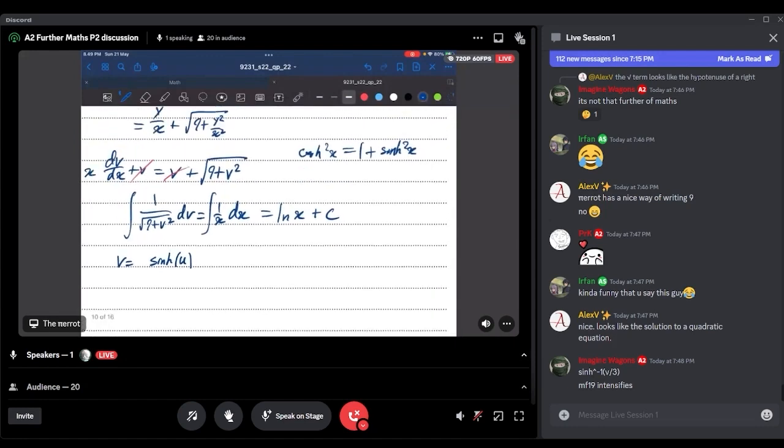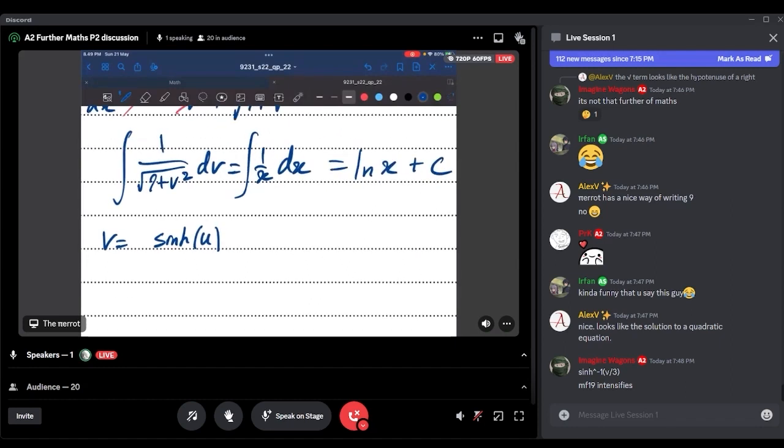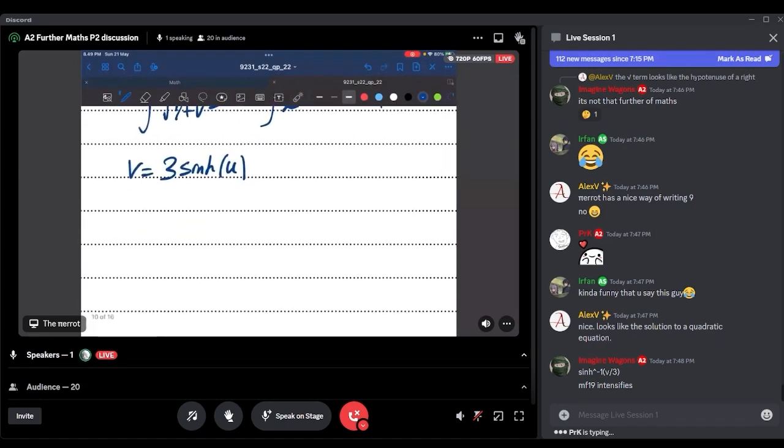But then you have just 9 plus sinh square. You can't use the identity unless you have this as 1. So don't forget to put the 3 here. Because when you square it, you get the 9. You can factor the 9 out. Okay, so that now you have this guy. So 9 plus 9 sinh square.